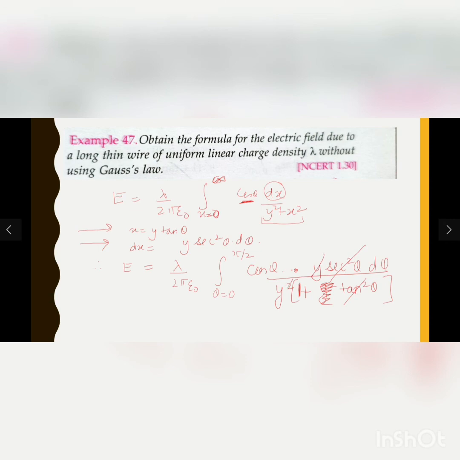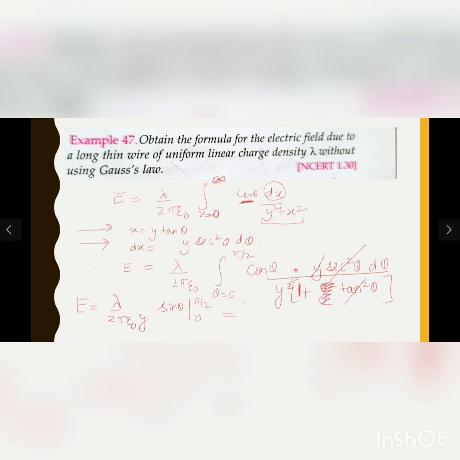y and y get cancelled, and all I am left with is that expression for E becomes lambda by 2 pi epsilon naught y, and integration of only cos theta d theta remains. Integration of cos theta is sin theta. So I get sin theta going from value 0 to pi by 2. So I get sin pi by 2, which is 1, minus sin 0, which is 0.